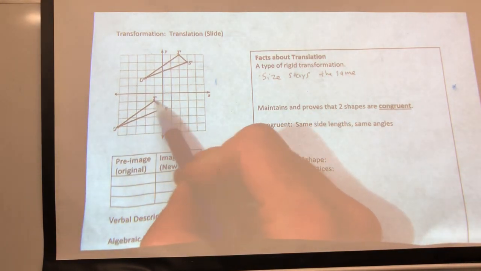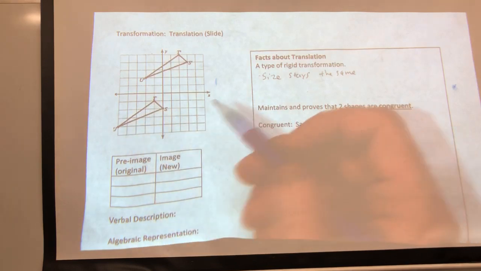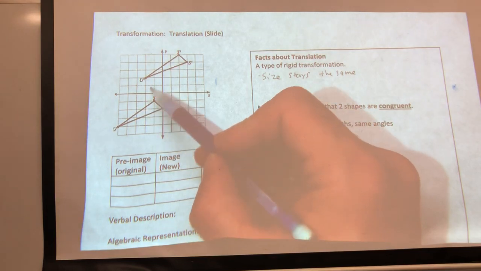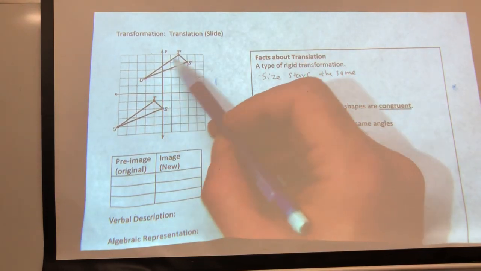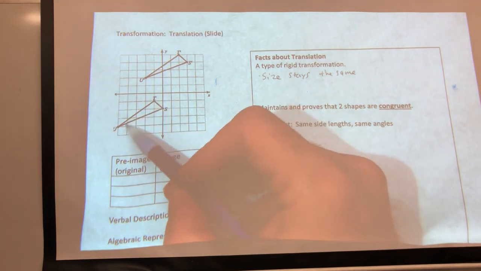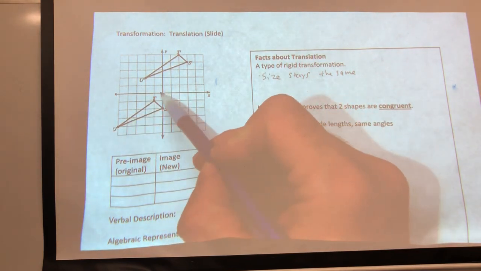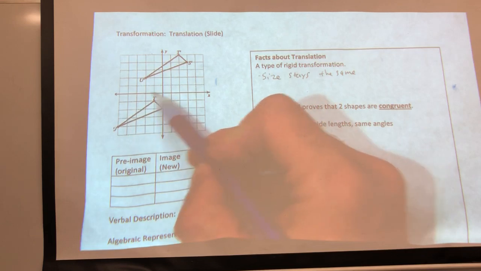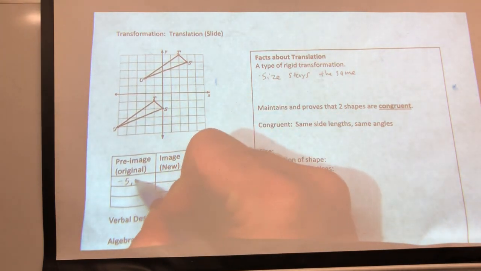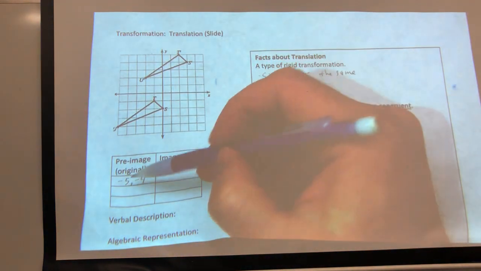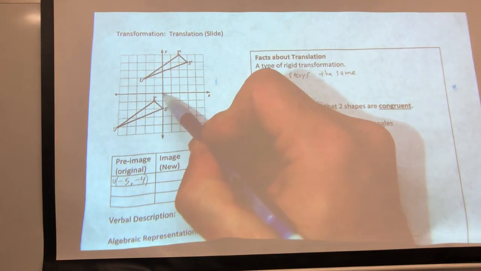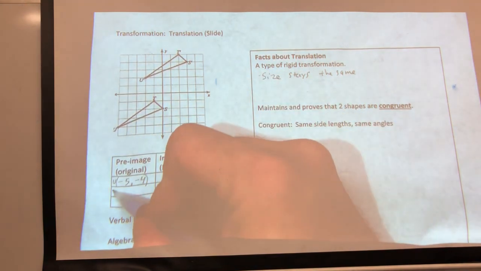So the UTS, this triangle here, is our pre-image, meaning the original shape. And we're going to translate this shape up to this position, U prime, T prime, S prime. So let's record first the coordinates of these vertices. So this U here is -5, -4. So this is U. And then T is -1, -1.